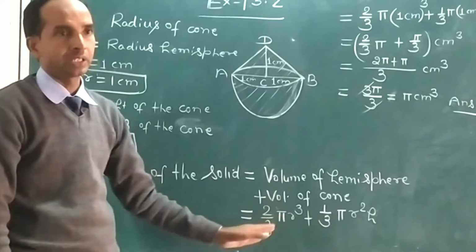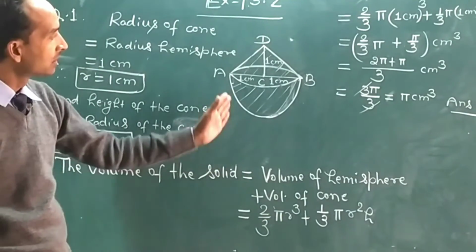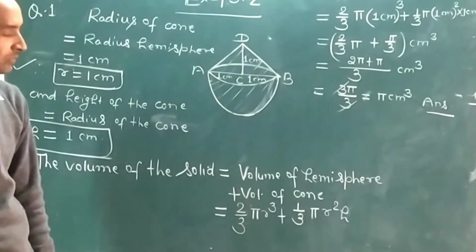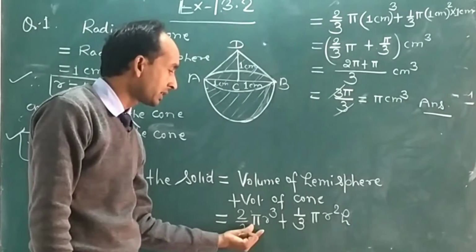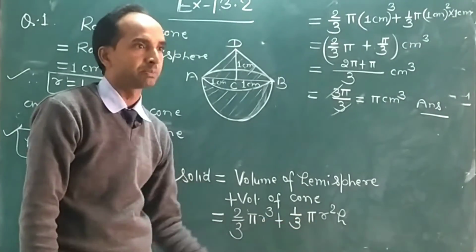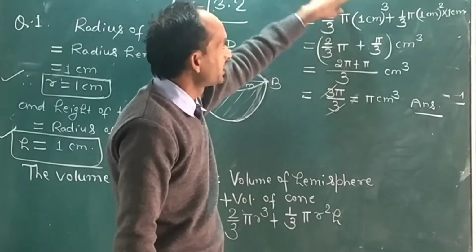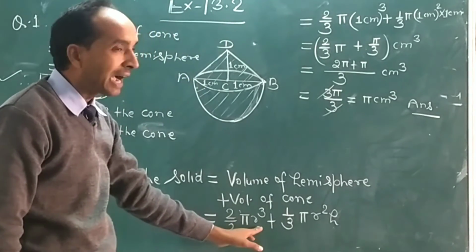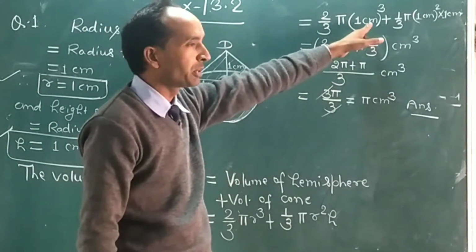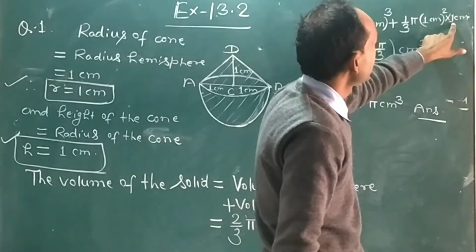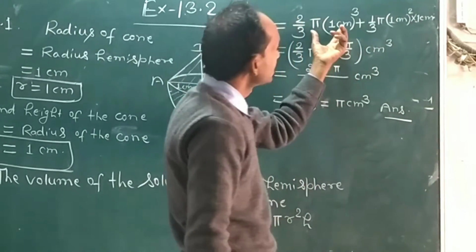Here in the question it is given the volume of the solid should be in terms of pi. Therefore, we will not put here the value of pi as 22 by 7. So it is written as it is, 2 by 3 pi, and in the place of r we put here 1 centimeter, and in the place of h also it is put 1 centimeter.